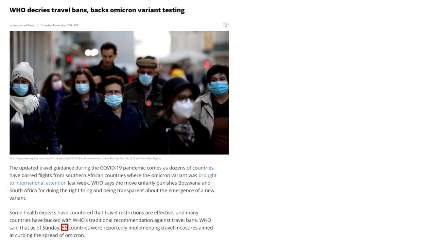Okay, so this was talking about travel bans, and 56 countries were reportedly implemented travel measures aimed at curbing the spread of Omicron. This was basically after they'd found a couple of cases. They've got no idea how it compared to the so-called other virus, the Delta variant, I think they call it. I've lost track of the nonsense. But basically, there we go, 56.